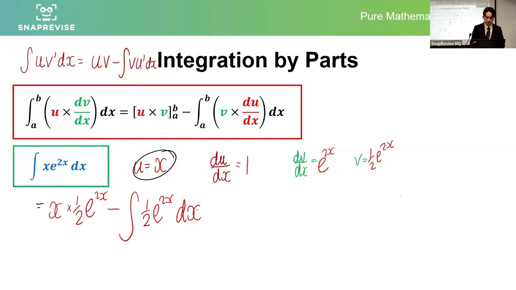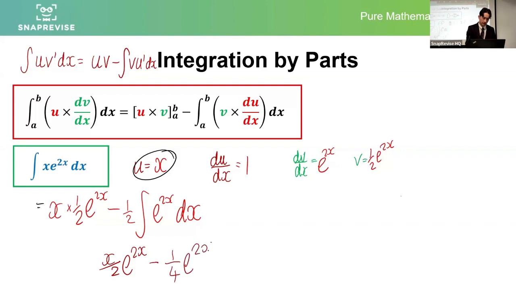And don't forget, guys, you can pull the half out the front and just do the integral of that and then tidy it up. And what must we not forget? We mustn't forget at the end of it the plus c. So if we go through this together, we get x over 2 e to the 2x minus the integral of e to the 2x, which is another half e to the 2x. The half times the half is a quarter e to the 2x plus c. Well done if we got that.